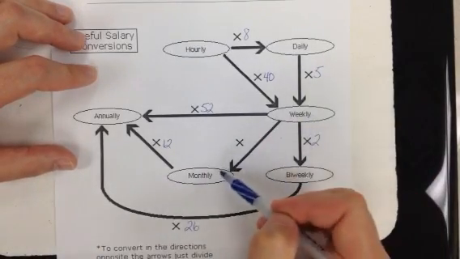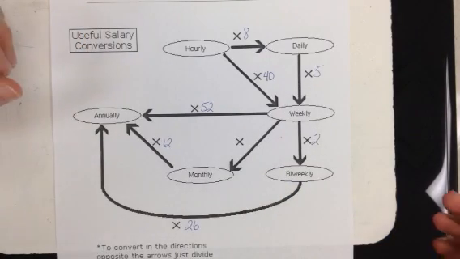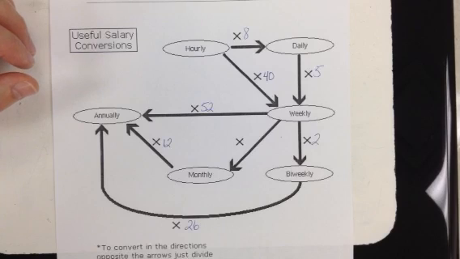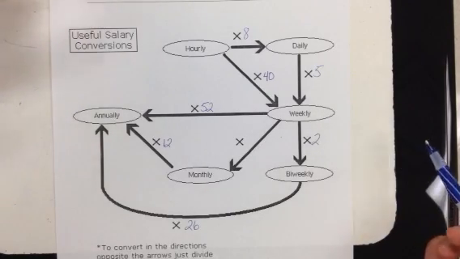But going from weekly to monthly is a little bit tricky because there's not the same number of days in a month. Some months have 30, some months have 31. February has 28 and occasionally it has 29. So there's not a real nice conversion to do. What we're going to do is sort of take an average.